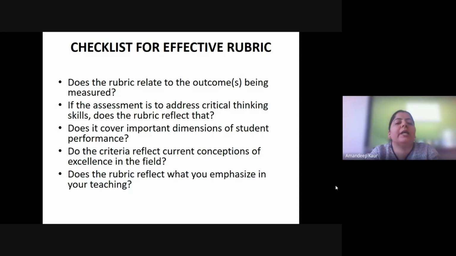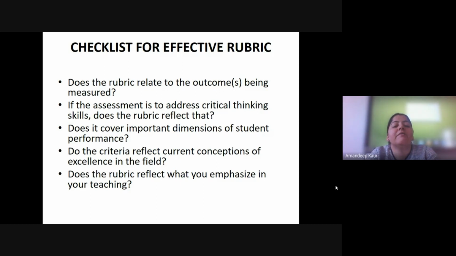Does the rubric relate to the outcome being measured? If the assessment is to address critical thinking skill, does the rubric reflect that? Does it cover the important dimensions of student performance? Say, for example, I prepared a rubric sheet for laboratory investigation and I'm not going to add behavior of the student. Then that rubric sheet is not accurate. I need to think about what are the different dimensions of student performance that need to be part of that assessment criteria.